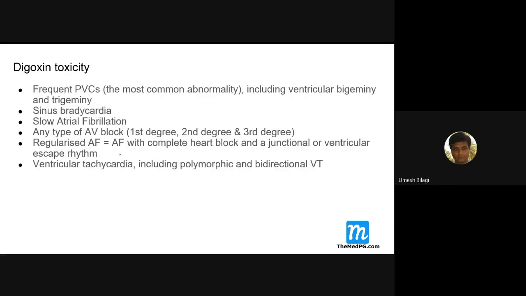But if there is a toxicity of digoxin, then we may start seeing VPCs, ventricular bigeminy, trigeminy, sinus bradycardia, slow atrial fibrillation, and AV blocks: first degree, second degree, third degree AV blocks. They may not ask you about these things. Just remember the degrees of AV block. Okay. And atrial fibrillation. What is atrial fibrillation?